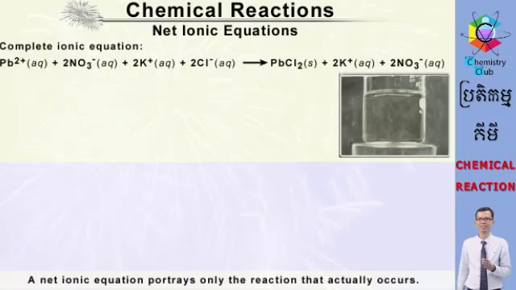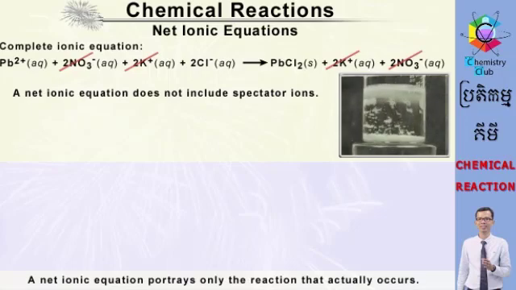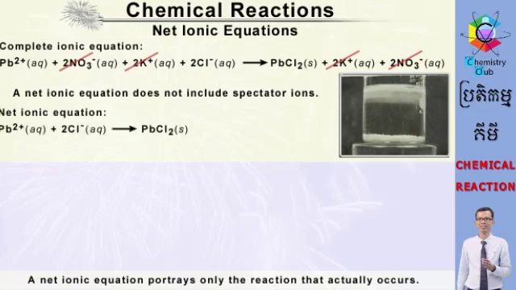Sometimes one is interested in portraying only the reaction that actually occurs in the mixed solutions. In this case, a net ionic equation is used. A net ionic equation is a complete ionic equation with the spectator ions removed. Sticking with our previous example, the mixing of lead nitrate and potassium chloride solutions, the net ionic equation is lead ions and chloride ions form solid lead chloride. As with the complete ionic equation, it is important to make sure that the ions have the correct coefficients.